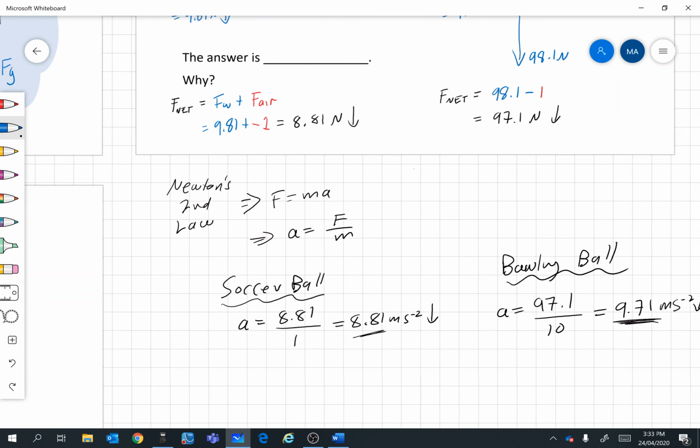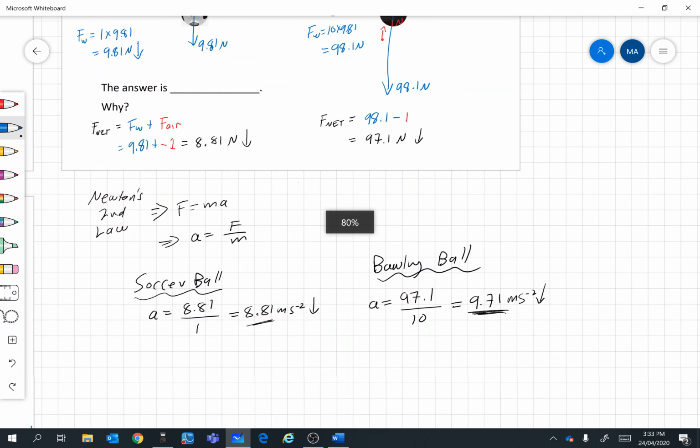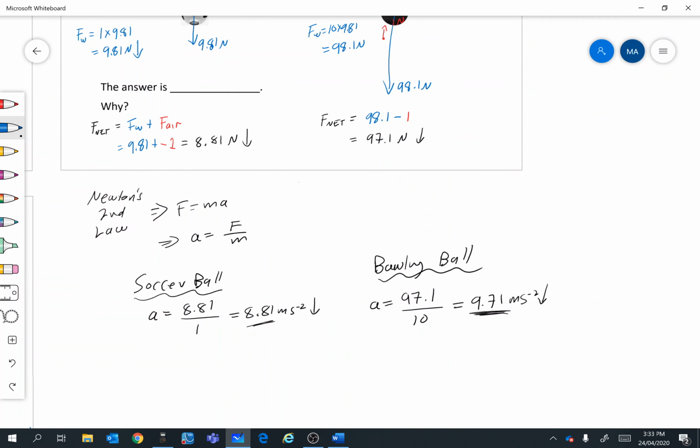However, when air resistance is involved, we can demonstrate that the heavier object has a greater acceleration, hence it falls to Earth more quickly.